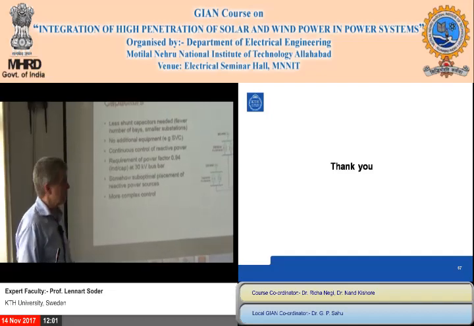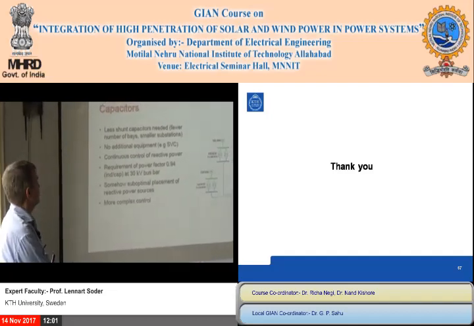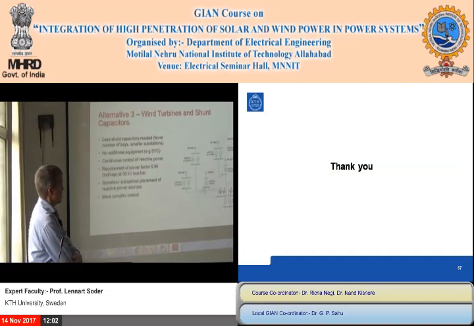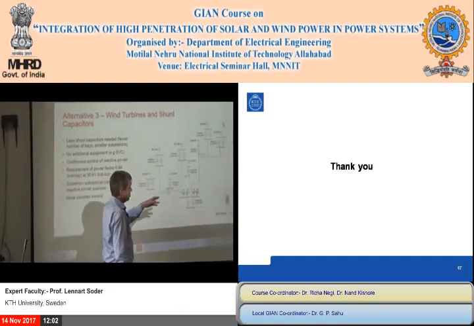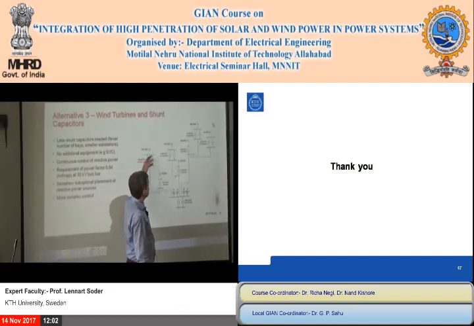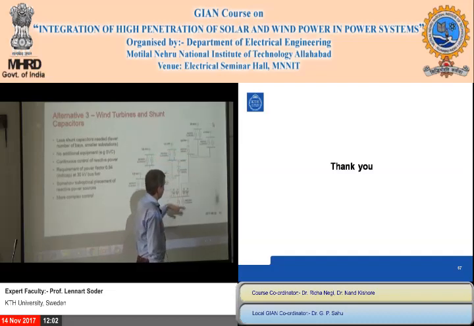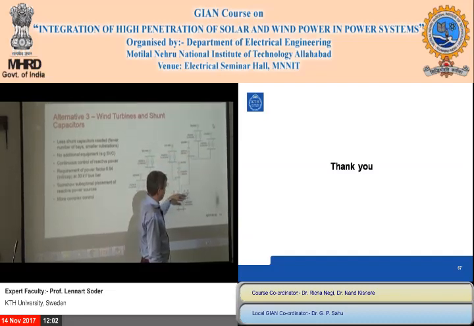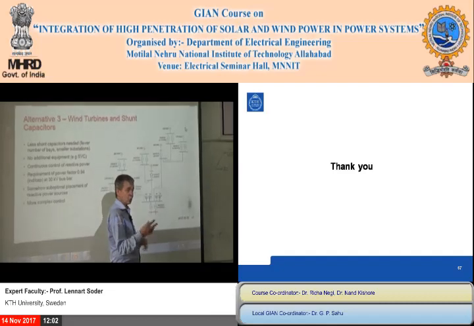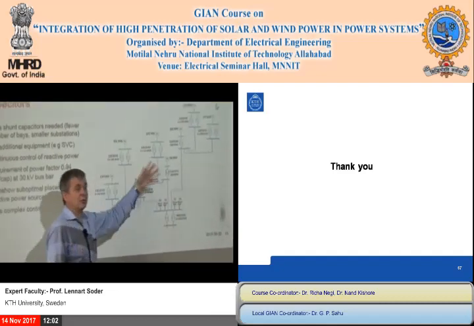But then they found out that this was the best solution: wind turbines and shunt capacitors. So they have the continuous control in the wind power stations, and then they have big shunt capacitors here, which they don't have to switch so often. That was found to be the cheapest solution.